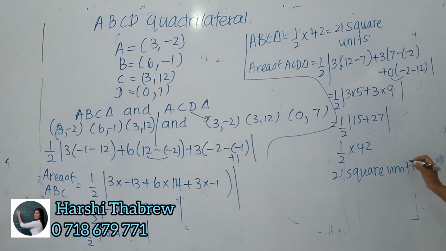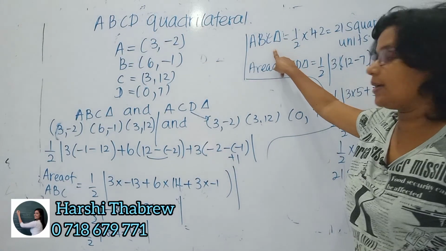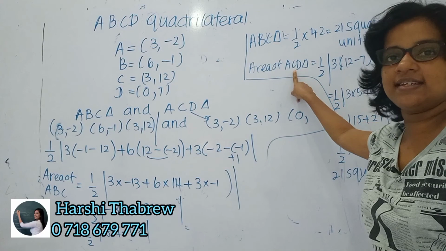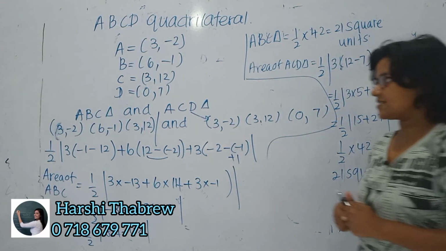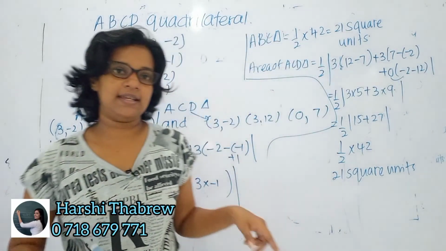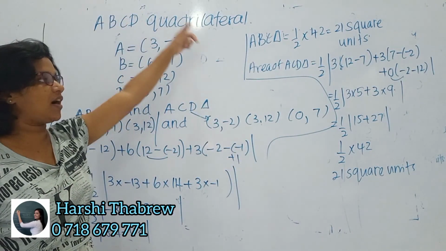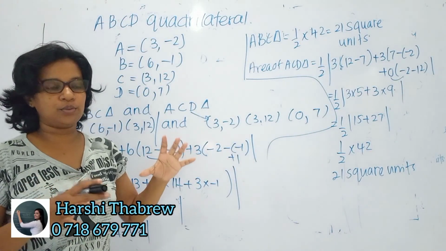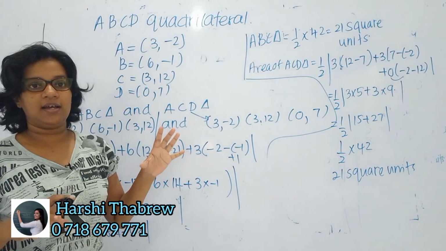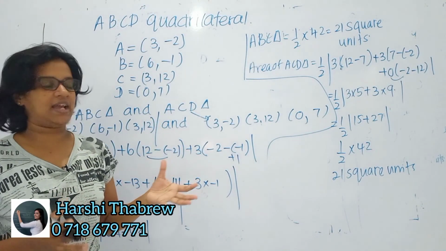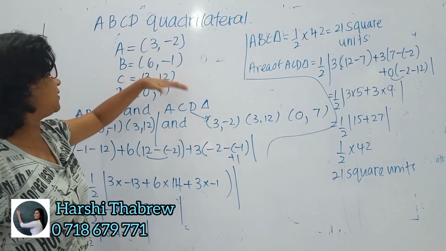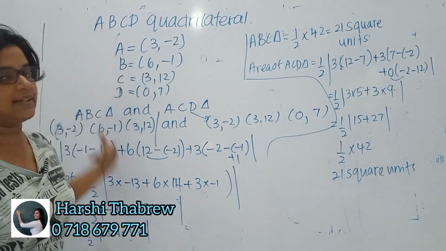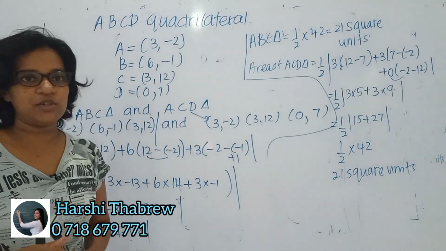Then you can see the area of ABC and area of ACD are equal in magnitude. So you can say that ABCD quadrilateral is divided into two triangles equal in area along the diagonal AC, right, you can state it.